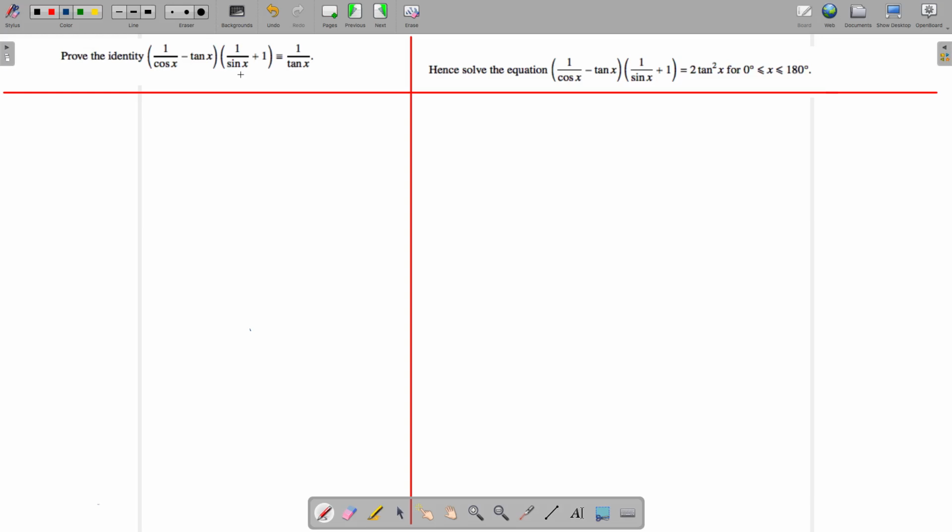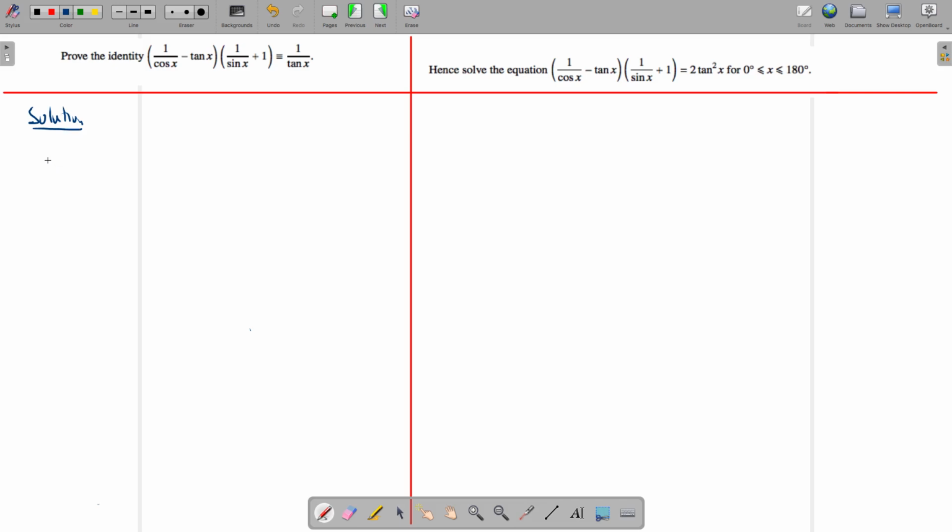This problem is from the November 2020 Cambridge examination, and I just want us to look at the first one. You are supposed to prove an identity and then use the identity to solve an equation. So let's get through quickly. So we have the solution.